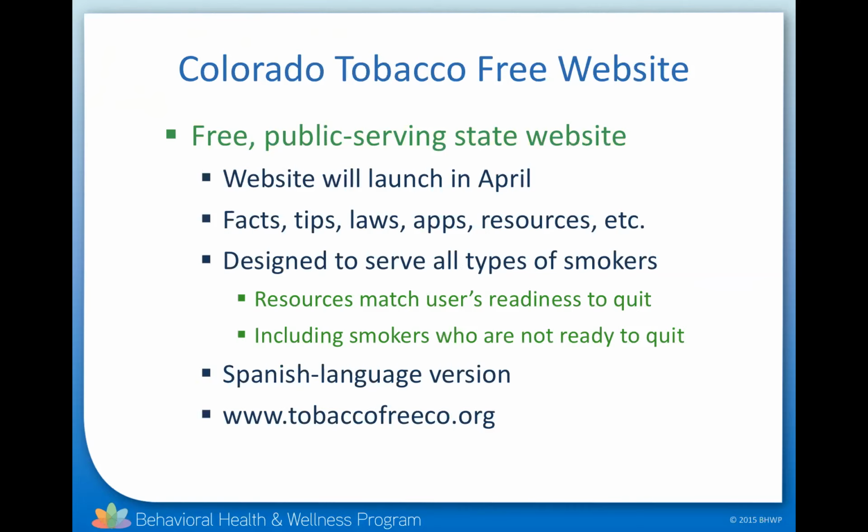The website, as you can see, will be launching very soon in April. You can see the website link at the bottom there, www.tobaccofreeco.org. There is going to be a Spanish language version. For those of you who have our technical assistance grantee funding, you have access to that behind the scenes version so you can get a feel for it. Obviously, it has a lot of facts, tips, laws, applications, resources, etc. So a lot more information there. Please check it out.